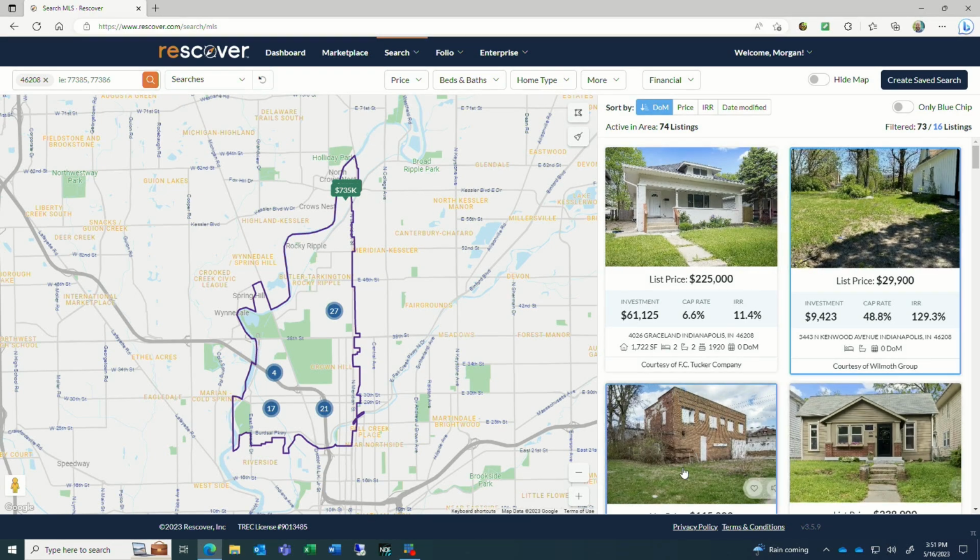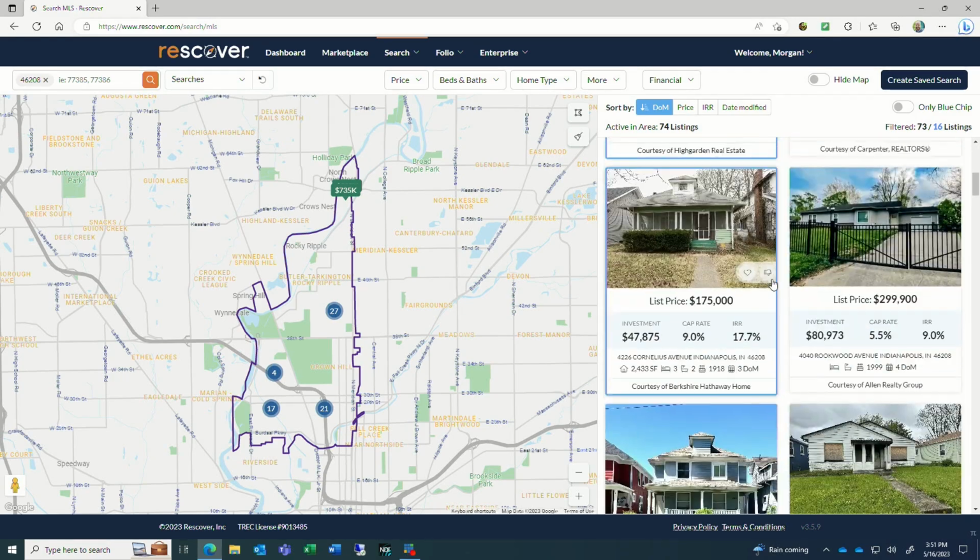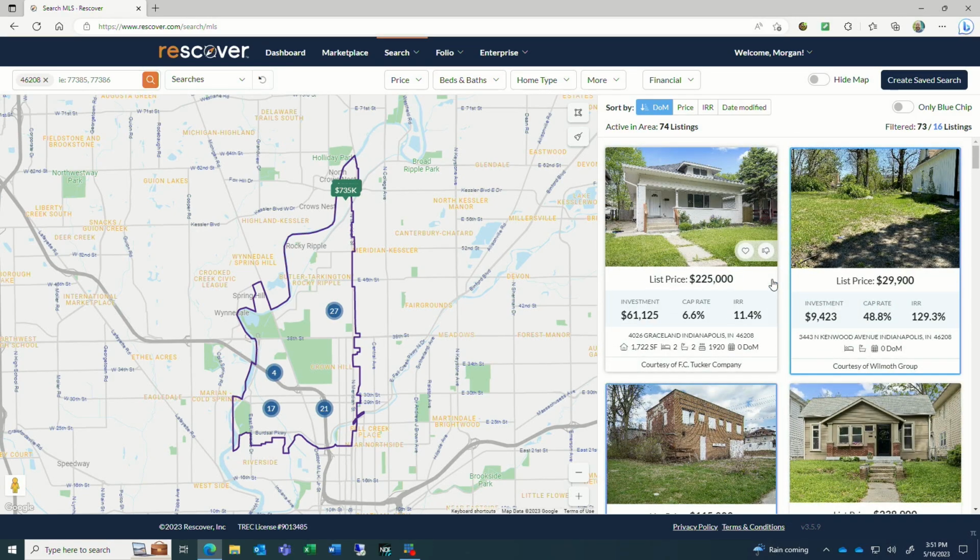What it gave me was my search results, and I'm glancing at these, but the search results are not really that important. I just see a house. It's listed for $225,000, and it's telling me so far, without me taking any tweaks into consideration, that this house has a 6.6% cap rate and an 11.4% internal rate of return. Now, those are good numbers based on what we're seeing in the market right now. Prices are up, so some of these numbers are a little lower than they used to be, but compared to the alternatives, that's a good one.